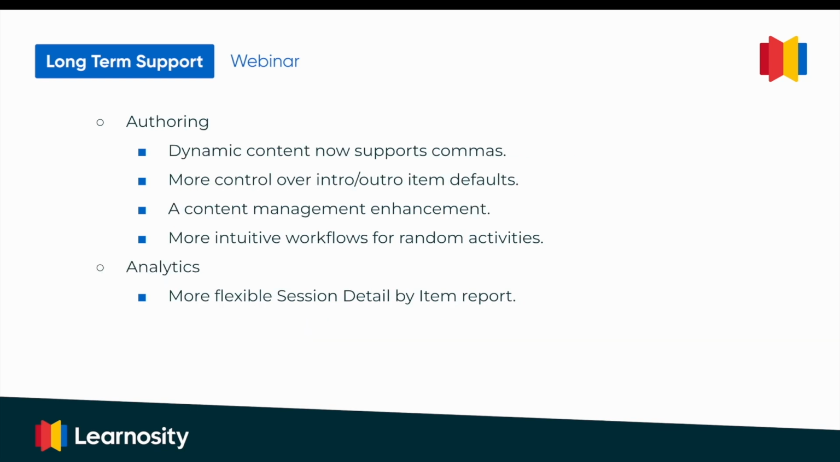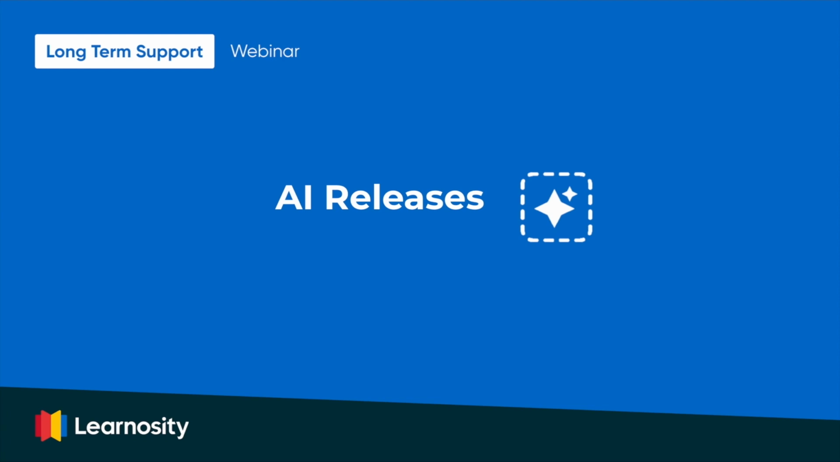In authoring, we'll discuss dynamic content now supports commas, more control over intro-outro item defaults, a content management enhancement, and more intuitive workflows for random activities. And finally, in analytics, we'll show you a more flexible session detail by item report. First, let's dive into AI.